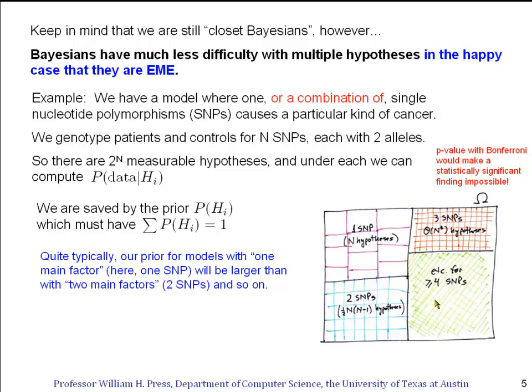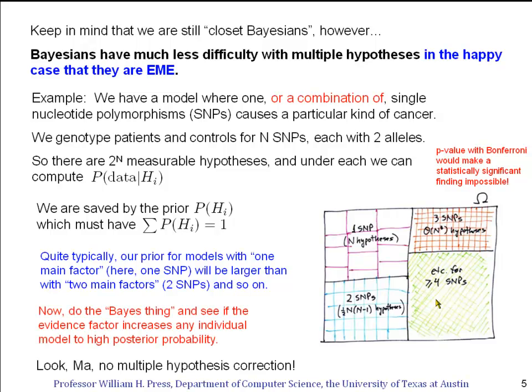Now we just do the Bayes thing on the data. And we ask if the evidence factor is sufficiently great to overcome, for example, in the case of a 3 SNP model, this relatively small prior probability for the model. That's all we have to do. There's no multiple hypothesis correction. The multiple hypotheses, because they're exhaustive and mutually exclusive, and because we've put priors that add up to 1, basically just all take care of themselves. And that's a great thing about doing this kind of analysis in a Bayesian way.